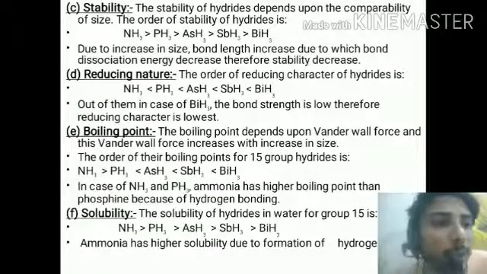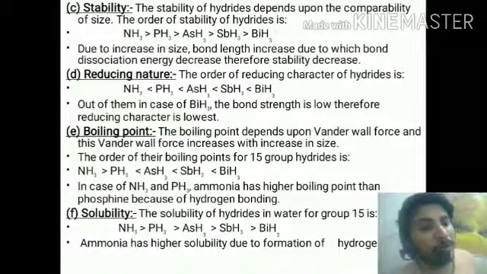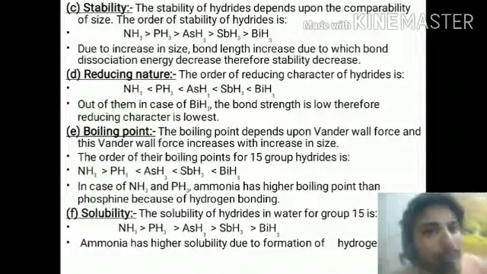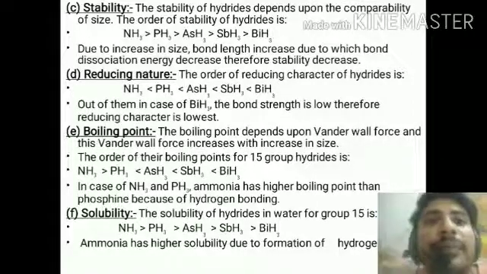Why ammonia has a higher boiling point is the most important question; it can come from that point in your board exams. The question may be: why is the boiling point of ammonia greater than phosphine? Because ammonia forms hydrogen bonds. That's why it has a high boiling point.